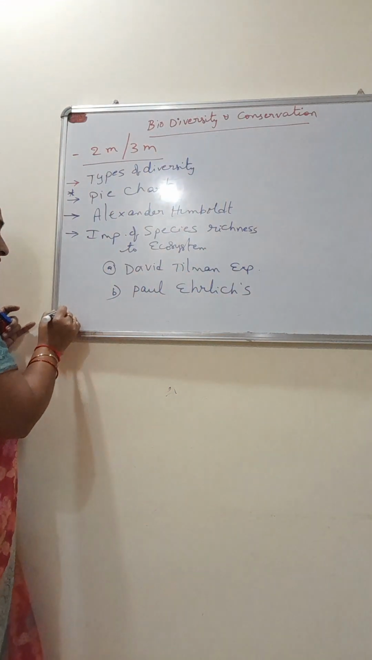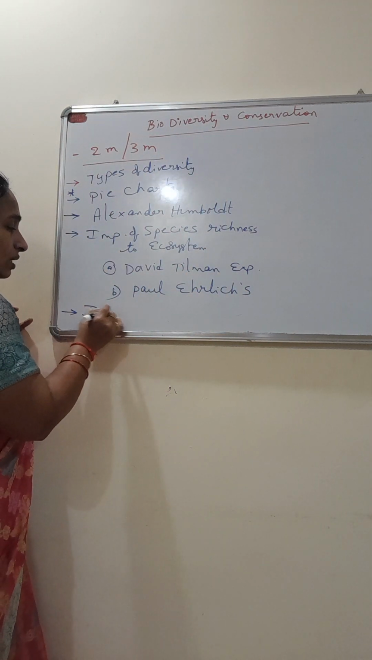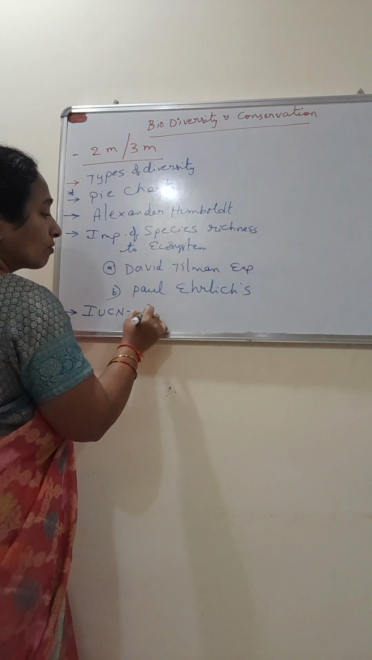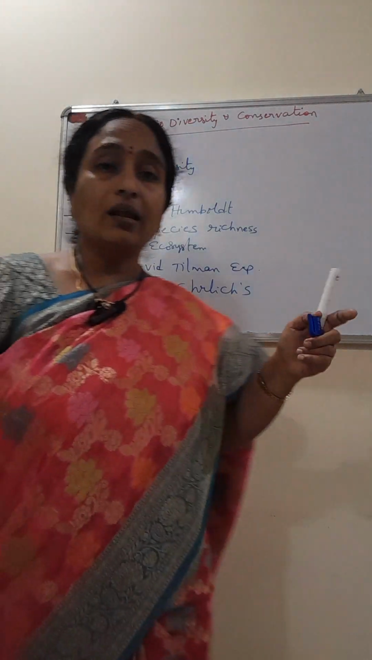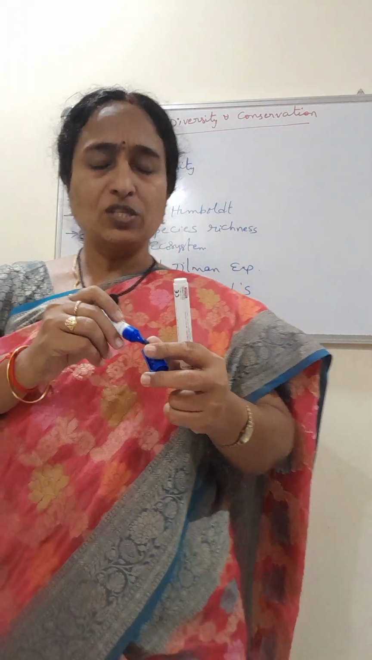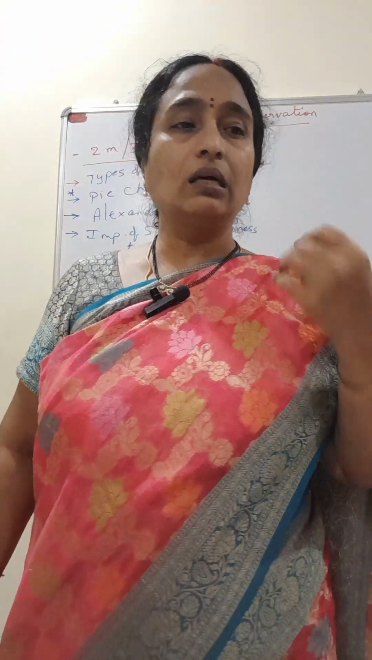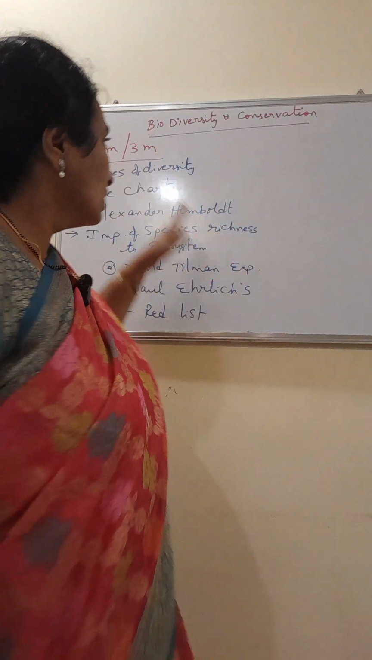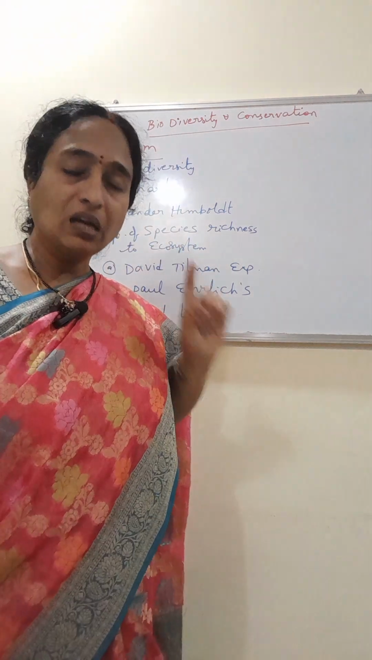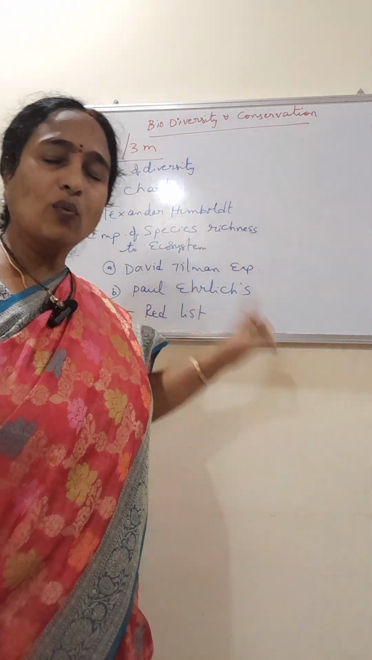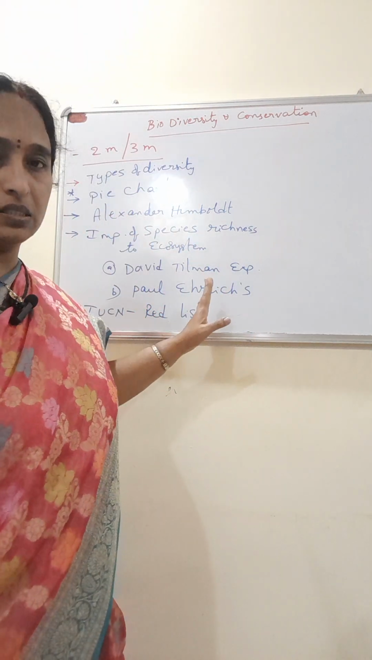After that, one more is the IUCN and the Red List it has prepared. You have this in NCERT, a Red List with the few species which have become extinct, like the dodo, Steller's sea cow, and how many species became extinct, with the numbers. These topics are very important, and definitely you will have at least one part under the 2 marks or 3 marks section.